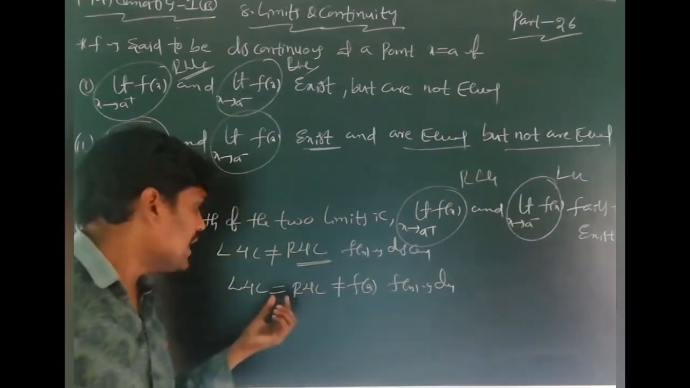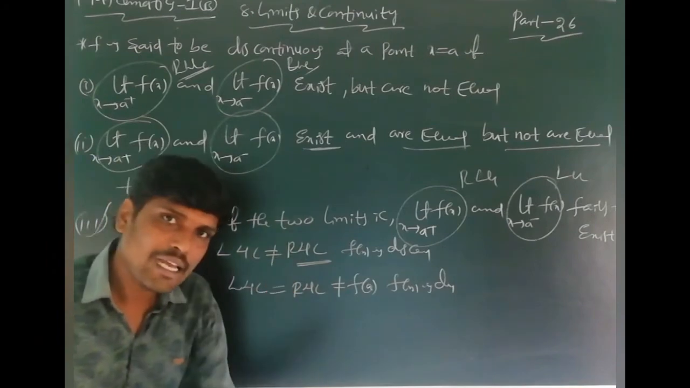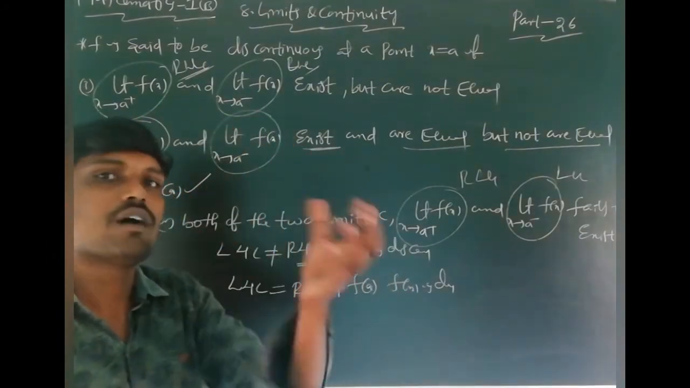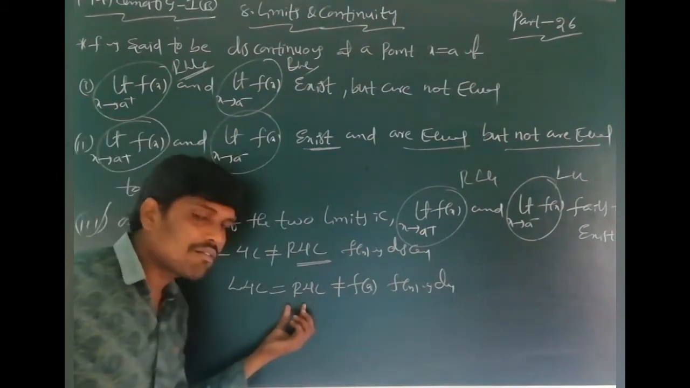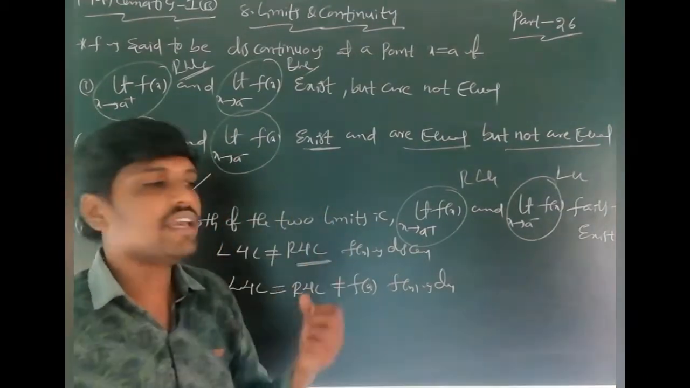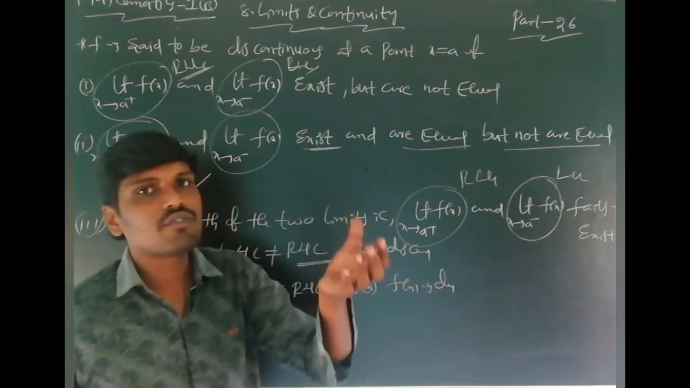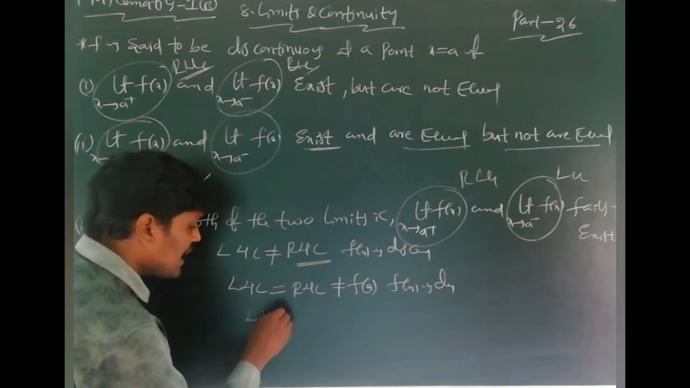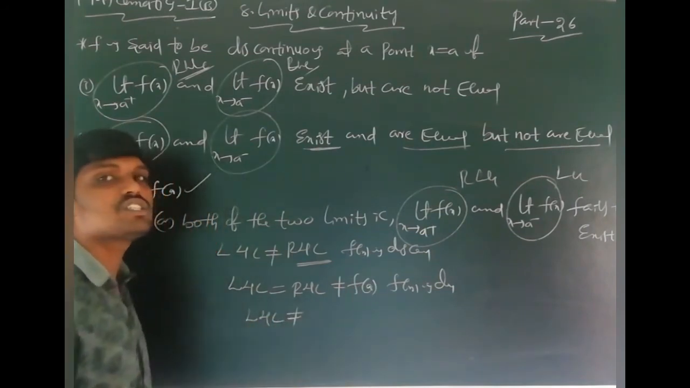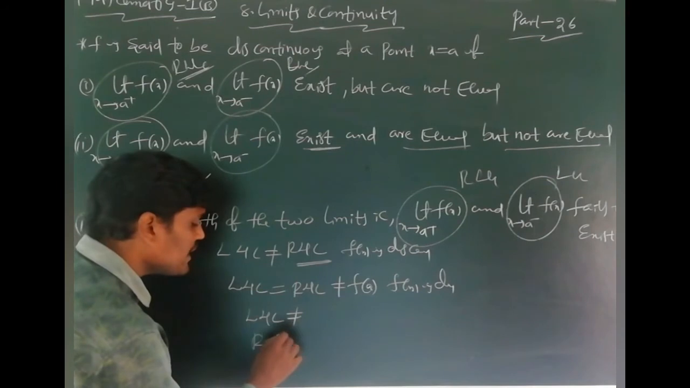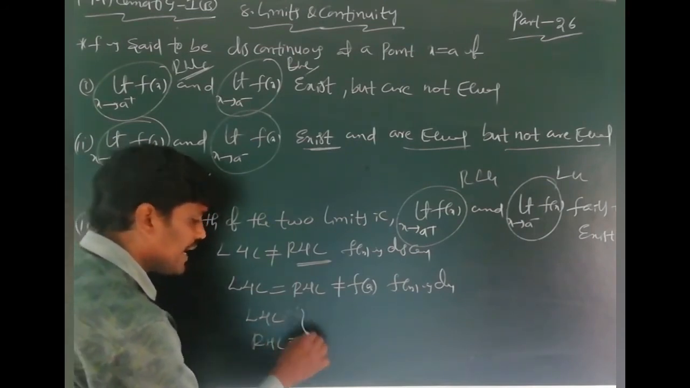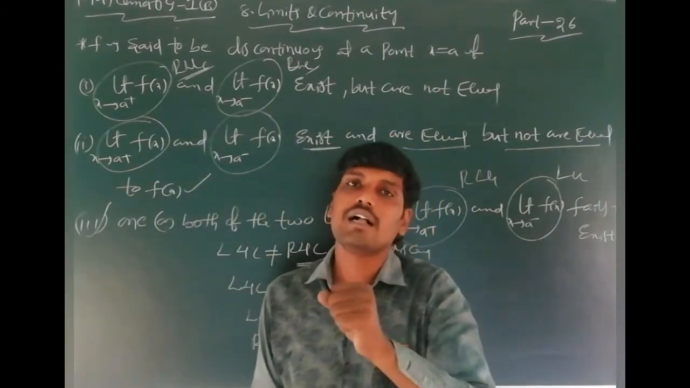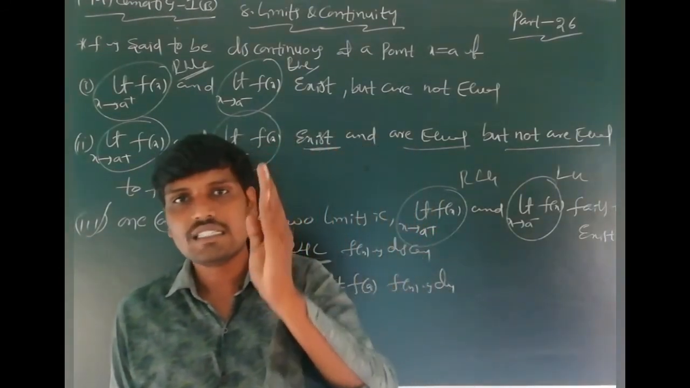Next case: left hand limit exists, right hand limit also exists, both are equal to one value, that is 1 or 2 or any one, both are equal but not equal to f of A. In this case also f of x is discontinuous. Next condition is what? Here left hand limit does not exist, right hand limit also does not exist. Here left hand limit and right hand limit both do not exist. In this case also f of x is discontinuous.